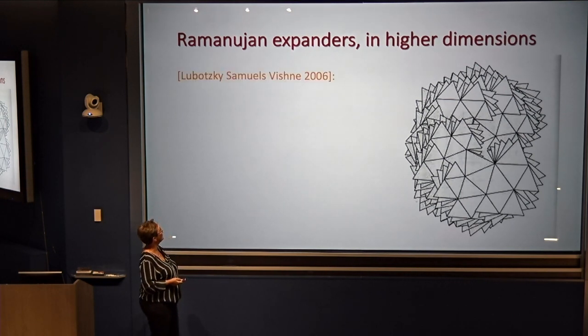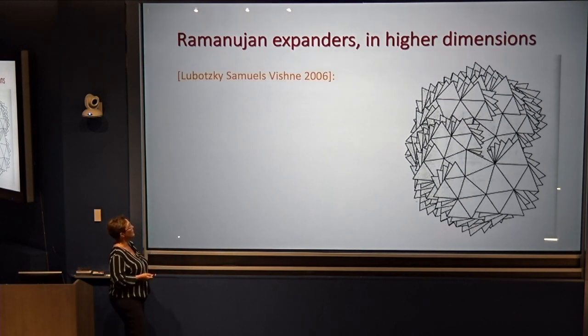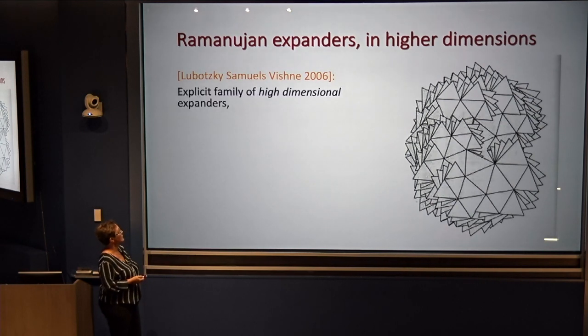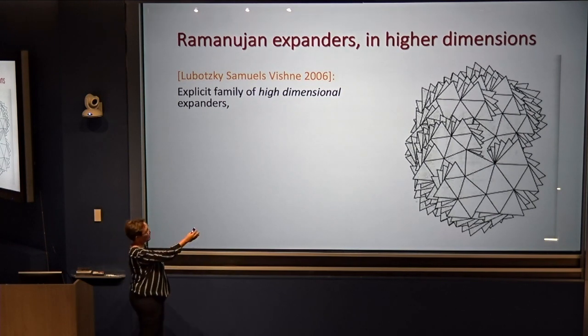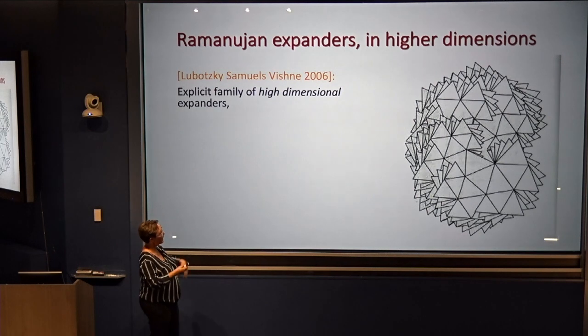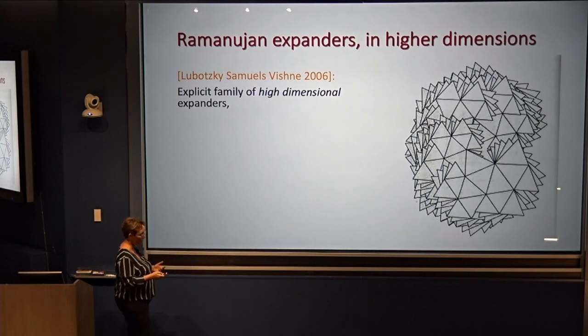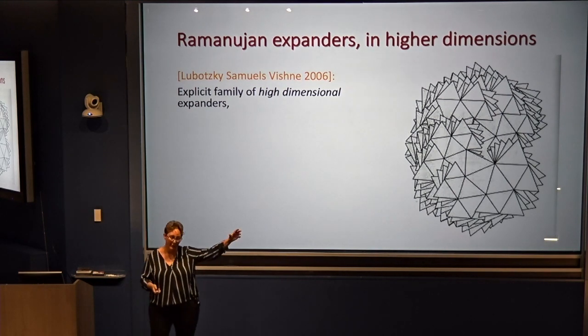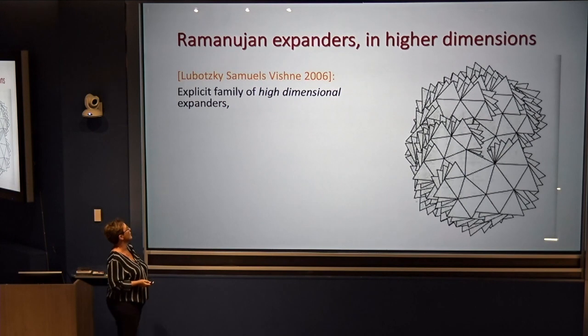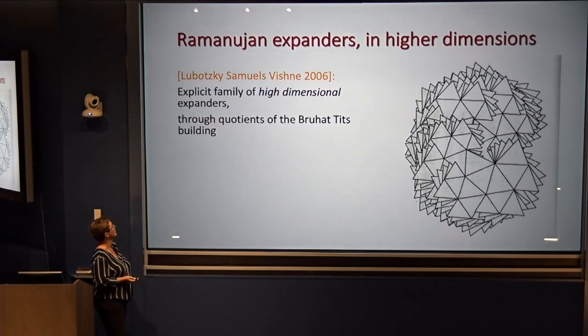What can you do with it? So Lubotzky with Samuels and Vishne, already 15 years ago, said, let's do the same thing. Let's try to find a quotient of this object in a way that we get similar properties that the infinite object has, but it will be a finite object. It's not only one finite object, right? It's an infinite family of objects whose size grows to infinity. That's what we really are interested in.